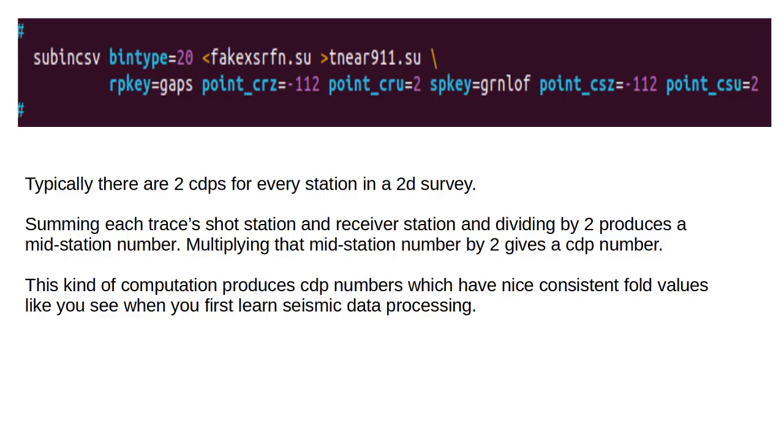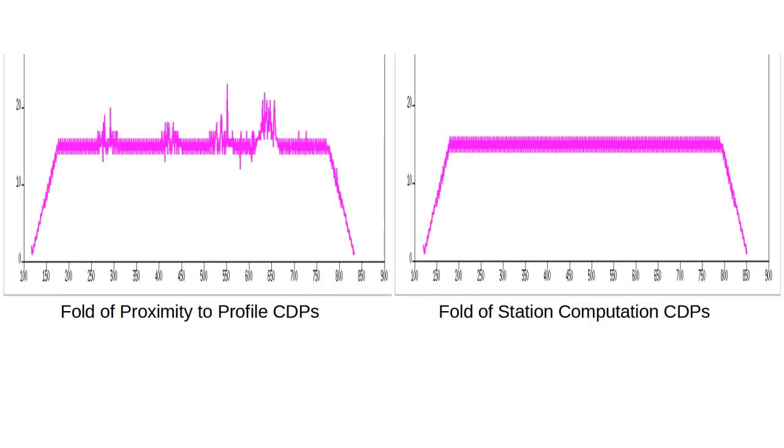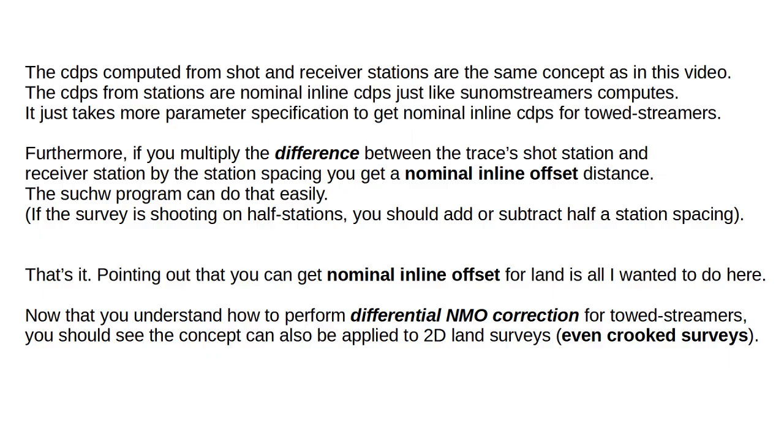A few details about the computation of CDPs from stations. CDPs computed from stations have a lot in common with the nominal inline CDPs computed by SU sunomstreamers. You can also get a nominal inline offset from station numbers. The offset value is basically just the difference in stations between the shot and receiver multiplied by the station spacing. That allows you to perform differential NMO similarly to what is described in this video.